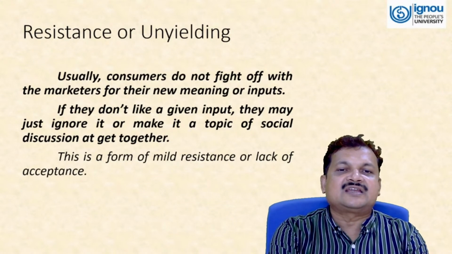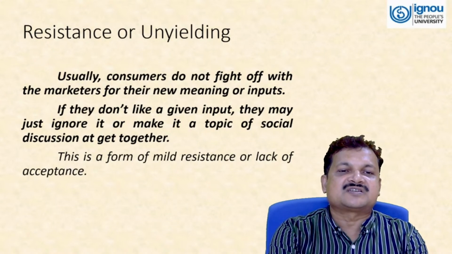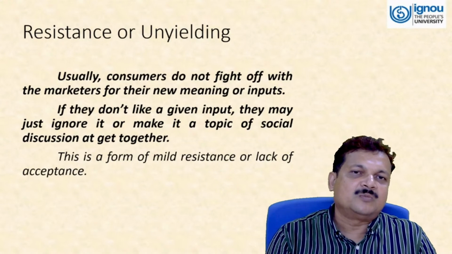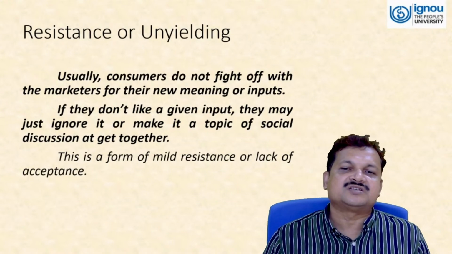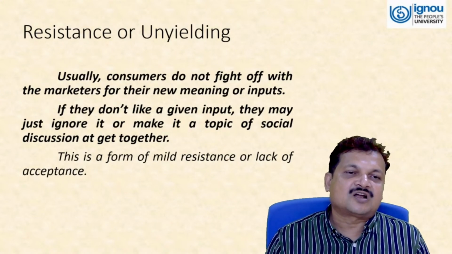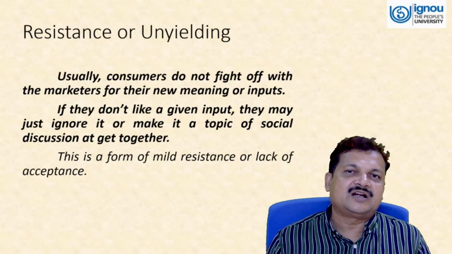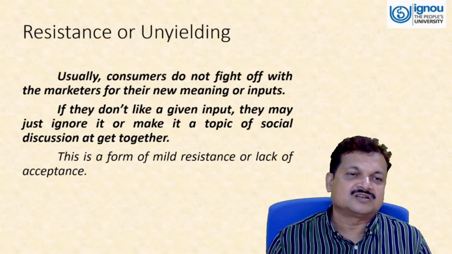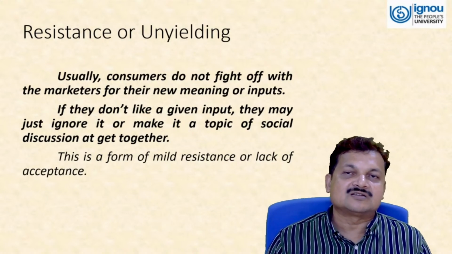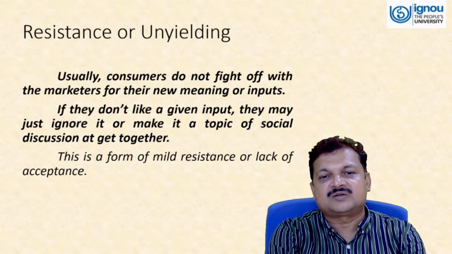So if they do not like a given input, they may just ignore it or make it a topic of social discussion at a get-together. Sometimes we have seen very often that any particular decision taken by the government is always a social discussion topic, because you may like it or you may dislike it also. In product performance cases also you may take it as a social discussion, because you do not like this particular kind of car, or you do not like this kind of clearance, or you do not like the power given to this particular car, or you do not like the fuel efficiency of this particular car. So these kinds of things are happening.